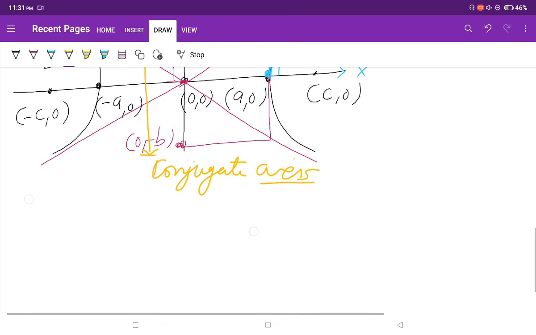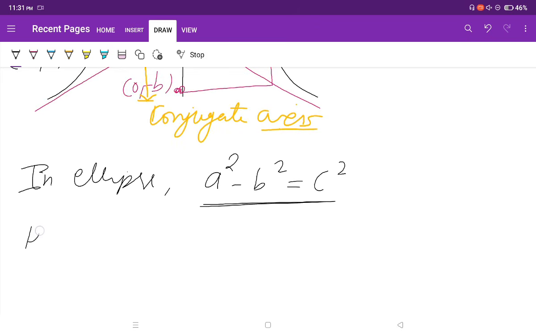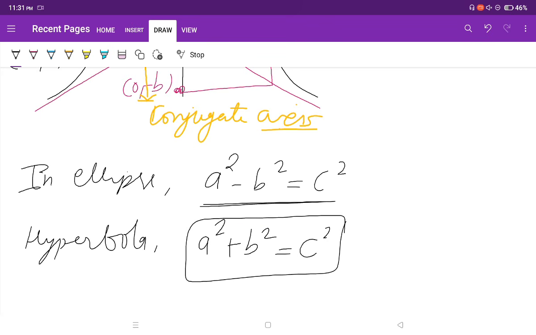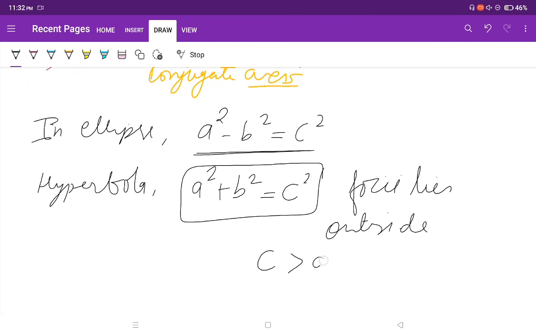Now let's move here. You see, in the ellipse we have used a relation. What relation? We have used a square minus b square equals c square, right? But in case of hyperbola, the relation changes to a square plus b square equals c square. Why? Because here the foci lie outside, or you can say c is greater than a here. Okay.